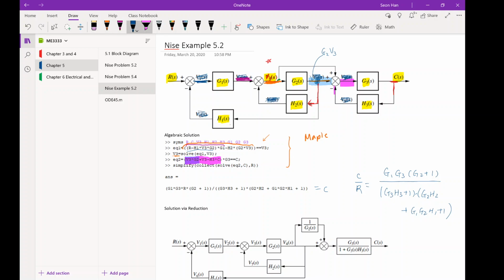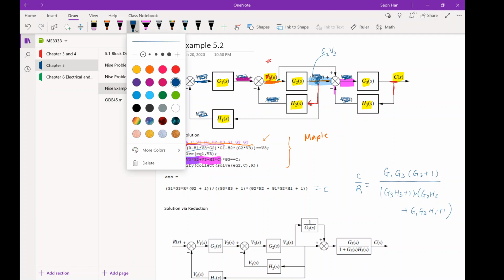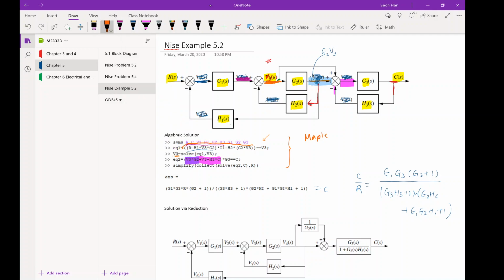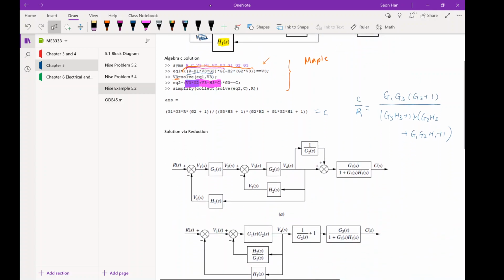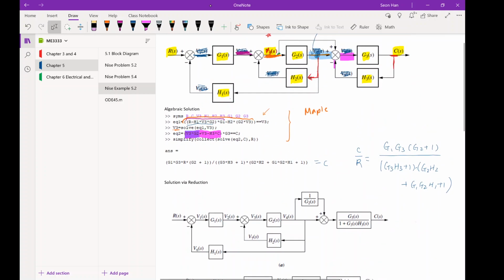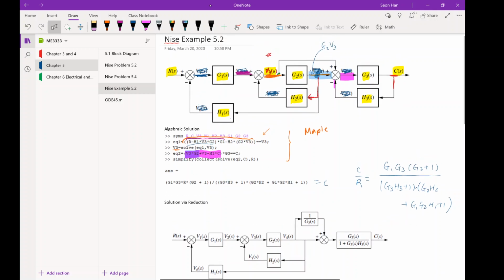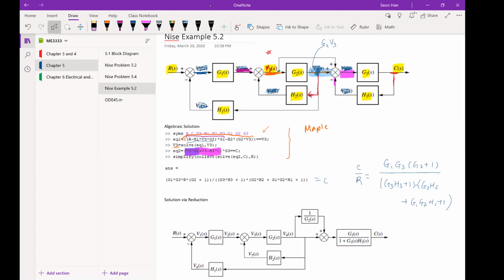Because what they'll teach you in controls is the series of reduction technique. So I'm just going to briefly explain this. Here it is: solution via reduction. So first, they recognize this. I'm just going to erase everything. I still don't need the V1 and all that stuff.